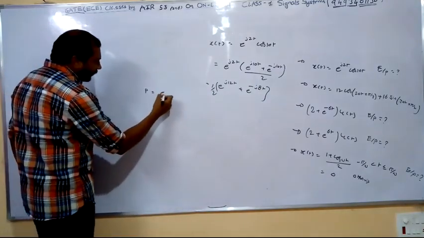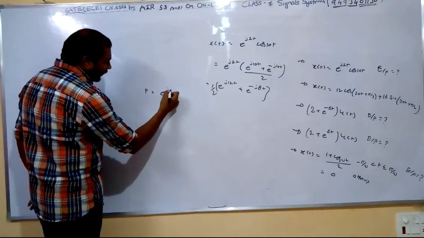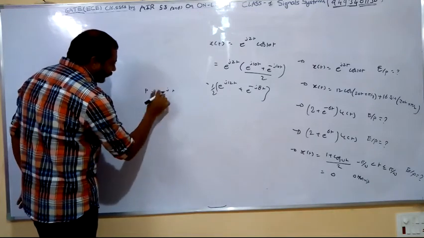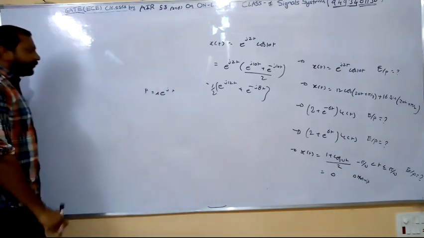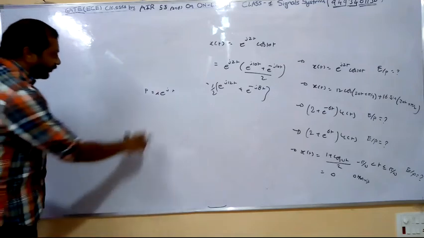What is the power of the signal e to the power j8t, or anything, e power jt or whatever, a into e power jt if you consider?